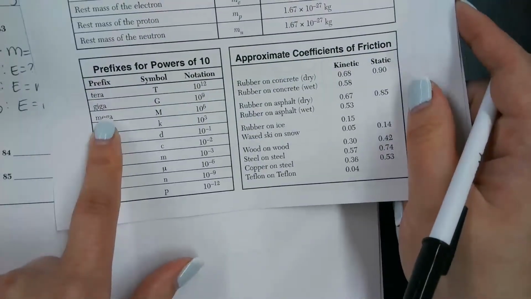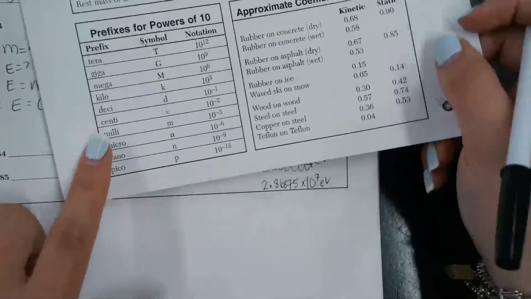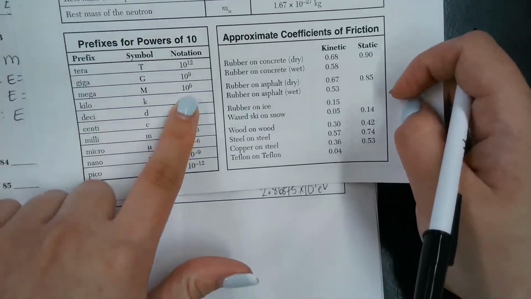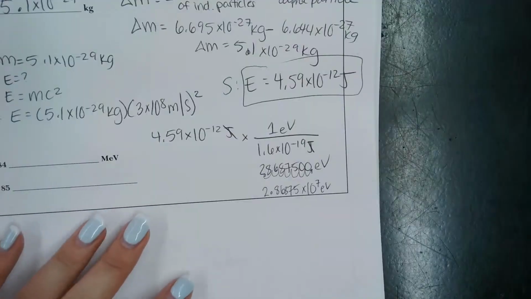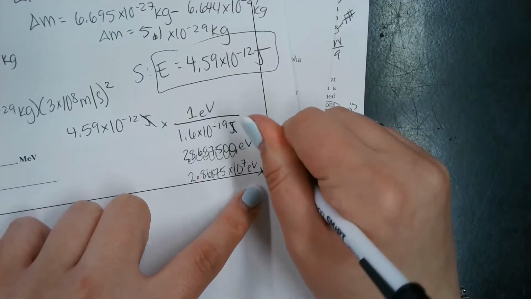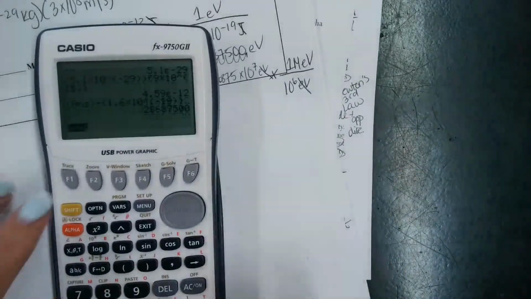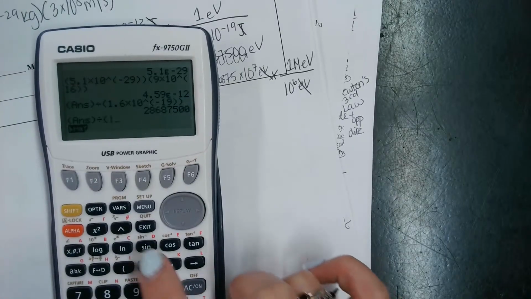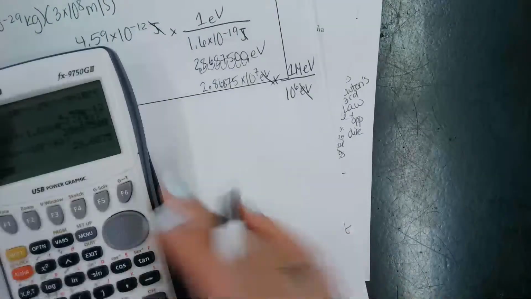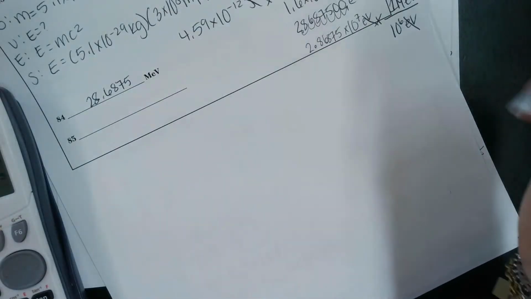And now I'm going to go look at my chart. I want to go to mega. So for every 1 mega electron volt, I have 10 to the 6 electron volts. So we're going to multiply this by the following: 10 to the 6 electron volts is 1 mega electron volt. We're going to take this number and divide by 10 to the 6. So I'm going to put this in parentheses, divide by 10 to the 6th power, and I get 28.6875 mega electron volts. Okay.